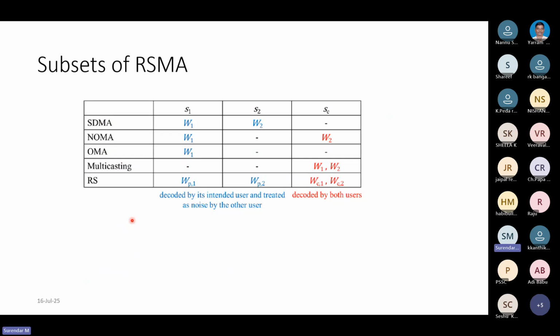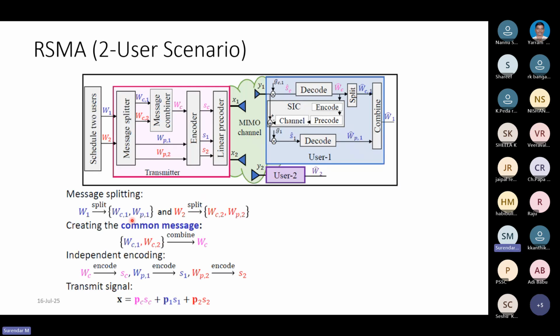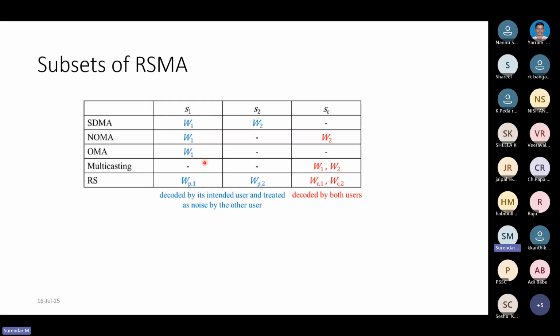Okay, if we directly connect W1 to S1, and this W2 line we directly consider as S2, then we can make this RSMA equation an SDMA equation. That means PC is equal to 0. In NOMA, you put the user 2 message in the common part and the user 1 message as such, so there is no splitting, no rate splitting happening there. That means you make P2 equal to 0, then you get NOMA. I mean, you can convert this RSMA equation to a NOMA one.